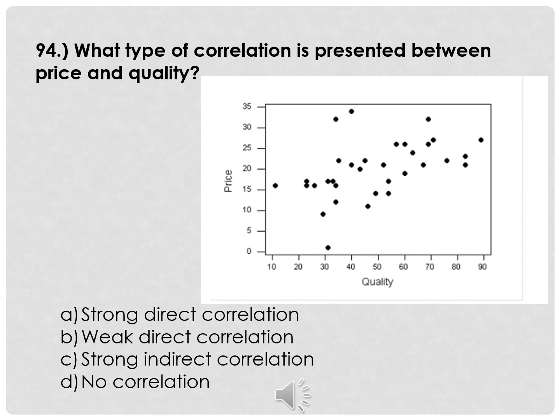What type of correlation is present between price and quality? On this graph, we're trying to figure out if we were to draw a trend line through this data, would the trend line be positively sloped or negatively sloped? We can rule out letters A and C right away because those say a strong direct or strong indirect correlation. And this data isn't very tightly grouped together. It's kind of sparse. So let's rule those out.